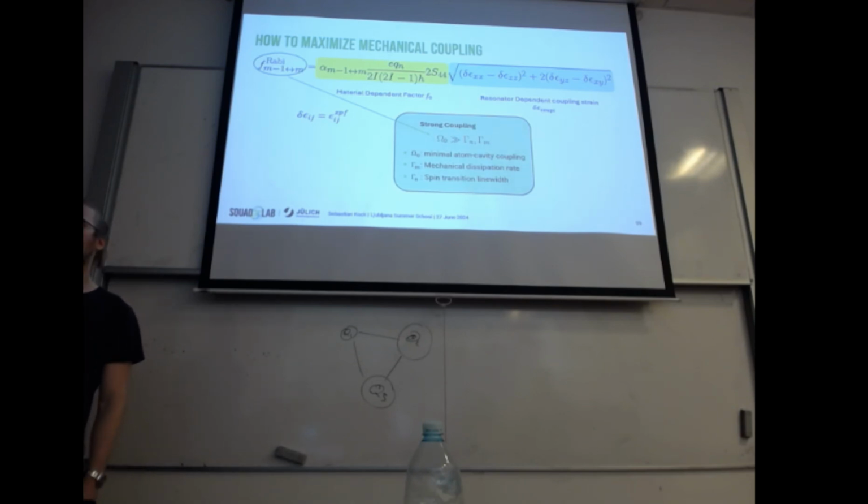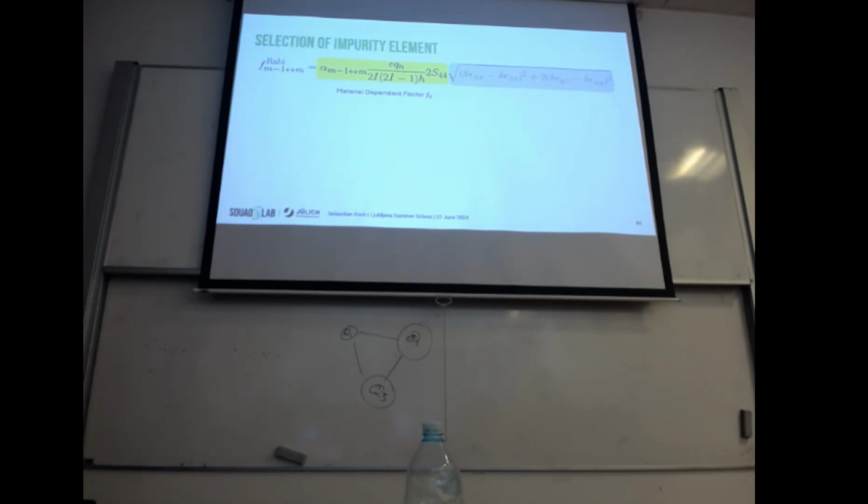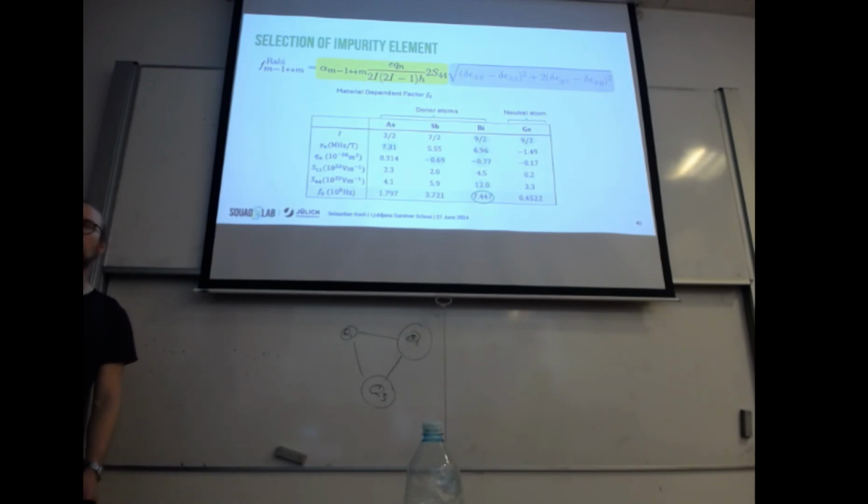Now that's clear. I want to show you first how to maximize this material-dependent feature. For that, we unfortunately don't have so much data. The only data we have so far, which is mostly due to the work of the Morello group, is the data on the three donors, arsenic, antimony, and bismuth, and the neutral atom germanium in silicon. With other host materials, we don't have any data yet.